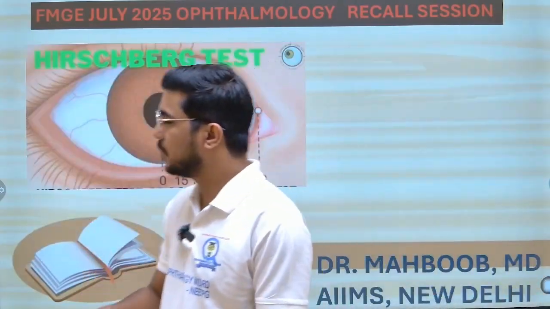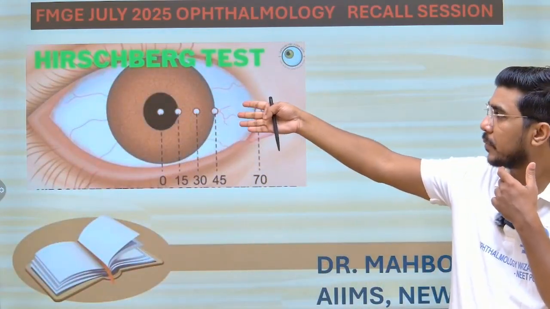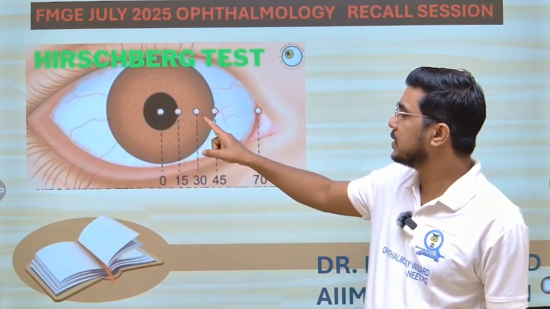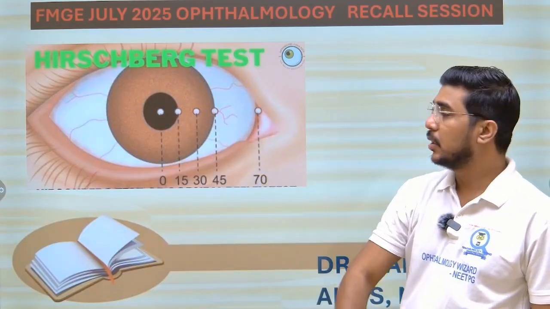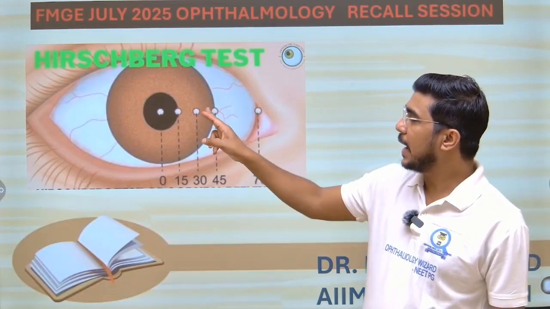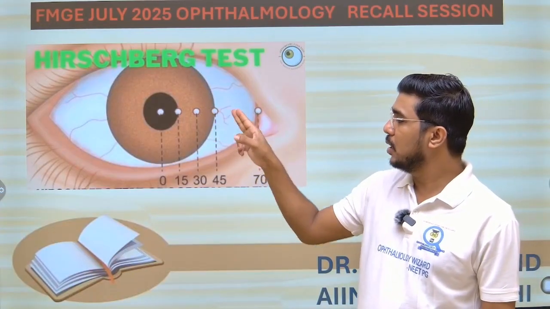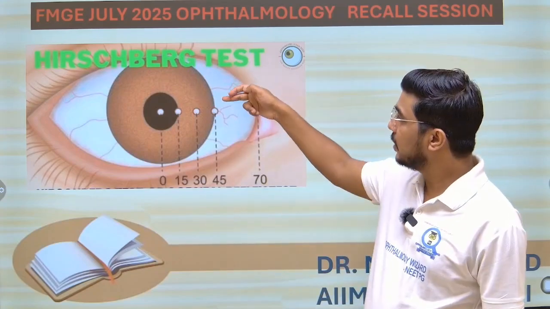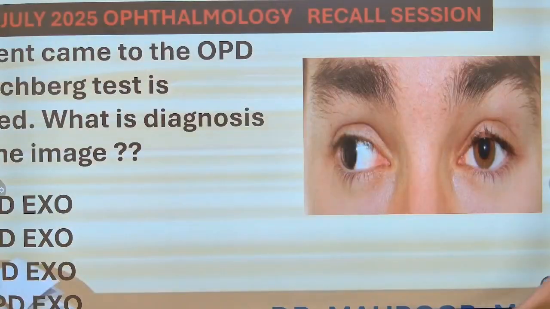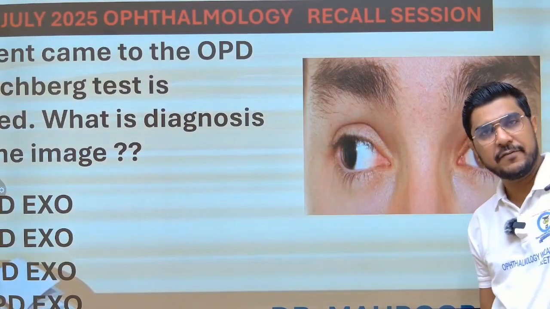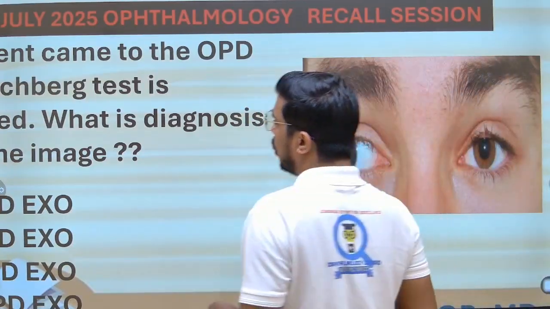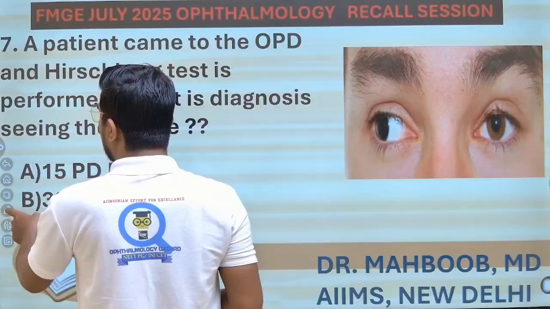Let me tell you about this Hirschberg test. Can you see this Hirschberg test here? If the light reflex is at the center, it is 0. If it is at the pupillary margin, it is 15 degree. If it is at the middle of the iris, it is 30 degree, and if it is at the limbus, it is 45 degree. So in this MCQ it is at the limbus, so it should be 45 degree. And you know that 1 degree is equal to 2 prism diopter. So the answer will be 45 into 2.